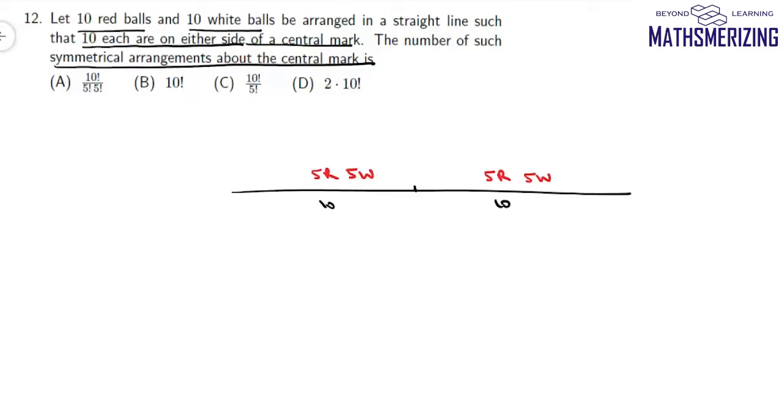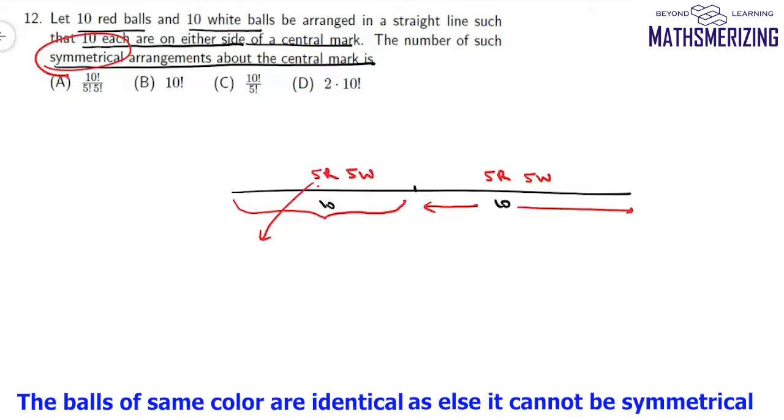Now since the arrangement is symmetrical, we'll arrange these 10 balls on the left. And if we arrange these 10 balls, then the 10 balls on the right will be automatically arranged according to the configuration on the left, because these arrangements are symmetrical. So this problem reduces to arrangement of these 5 red and 5 white balls. Now it can be done in factorial 10 upon factorial 5 divided by factorial 5 ways. So the answer to this question is factorial 10 divided by factorial 5, and that's your option number A.